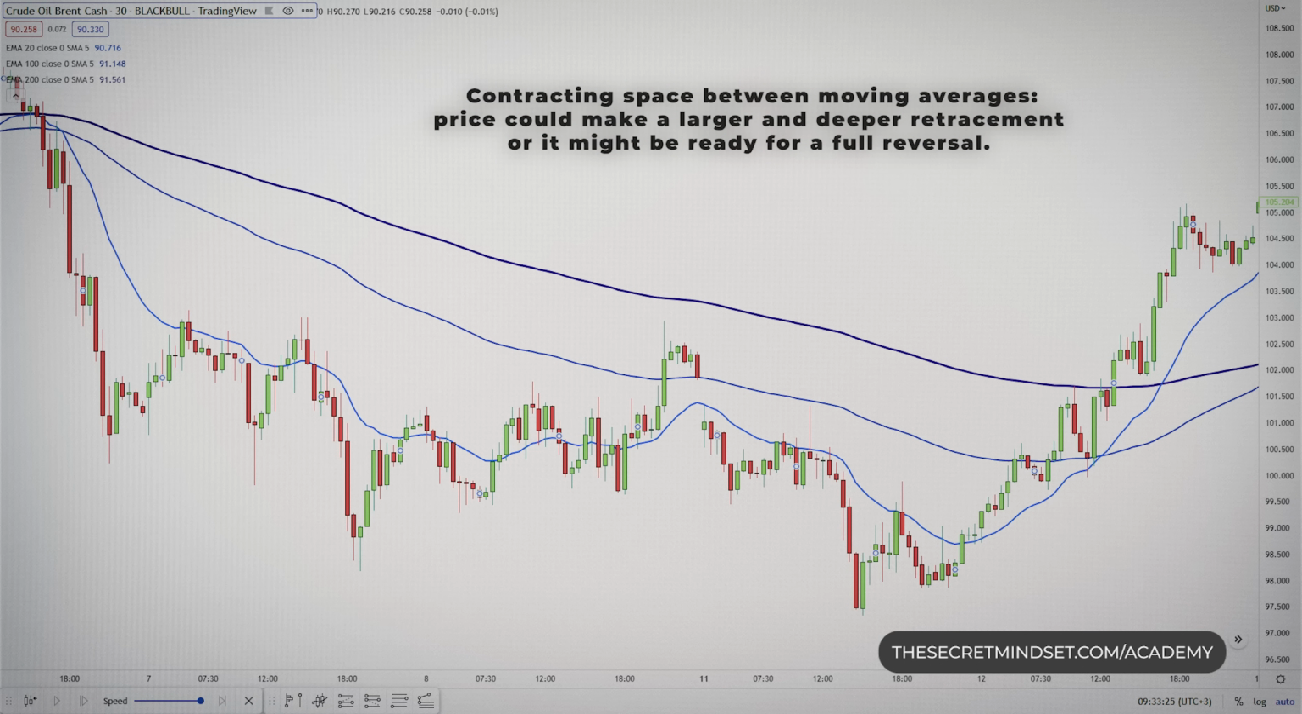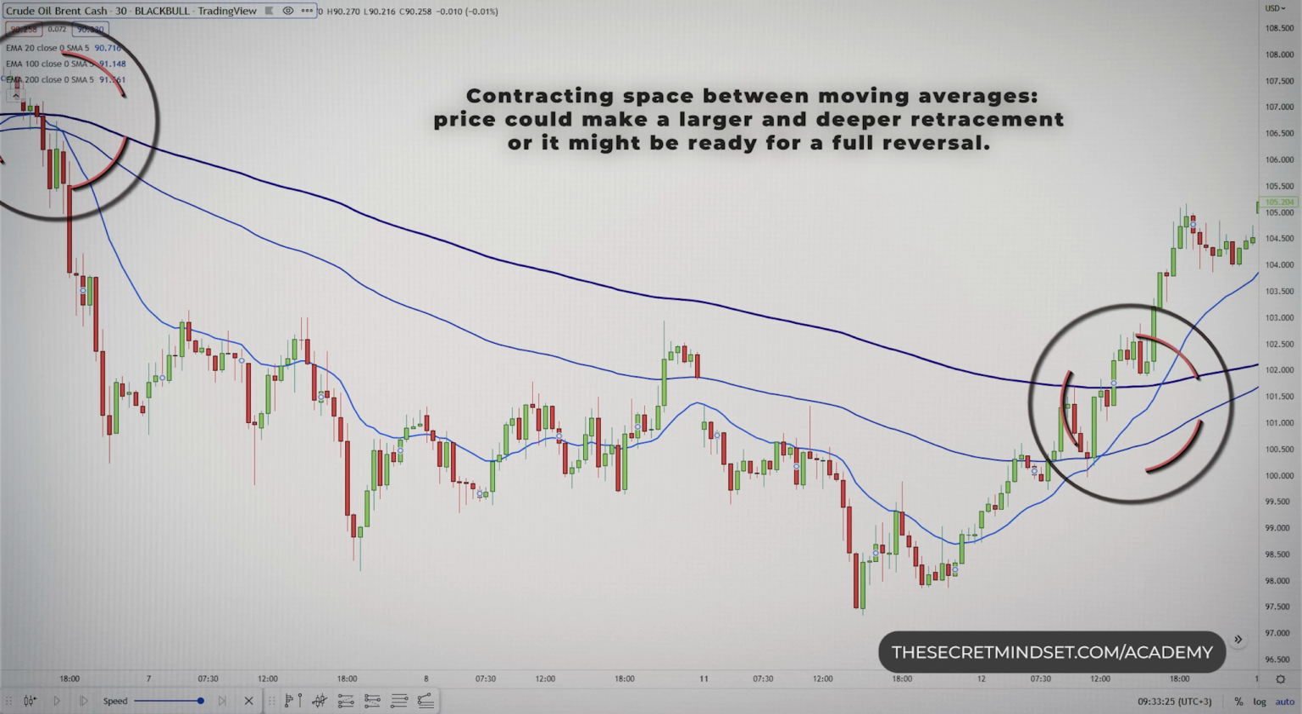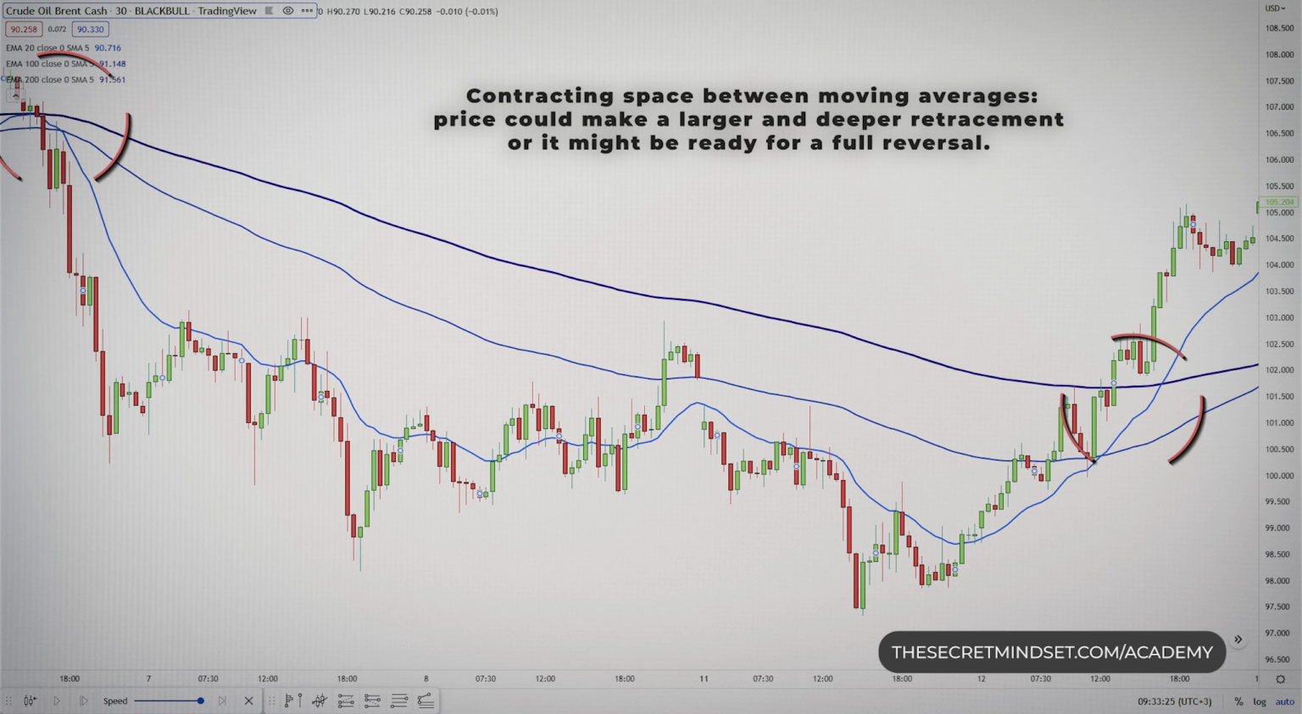Contracting space between moving averages means that price could make a larger and deeper retracement, or it might be ready for a full reversal in the opposite direction.